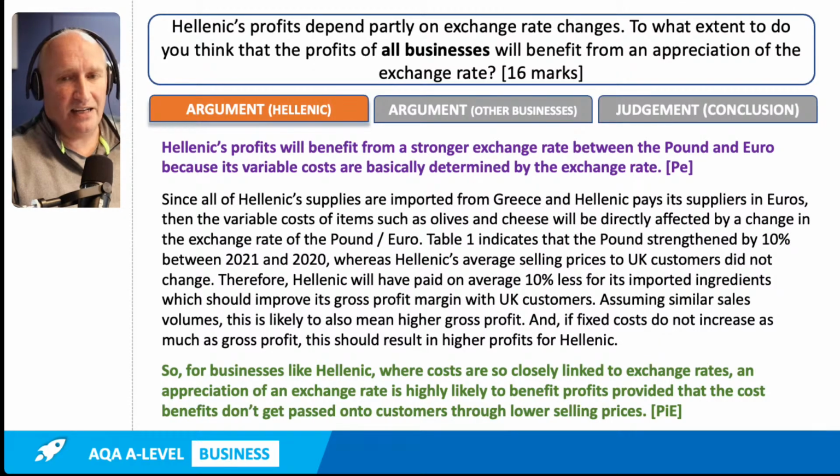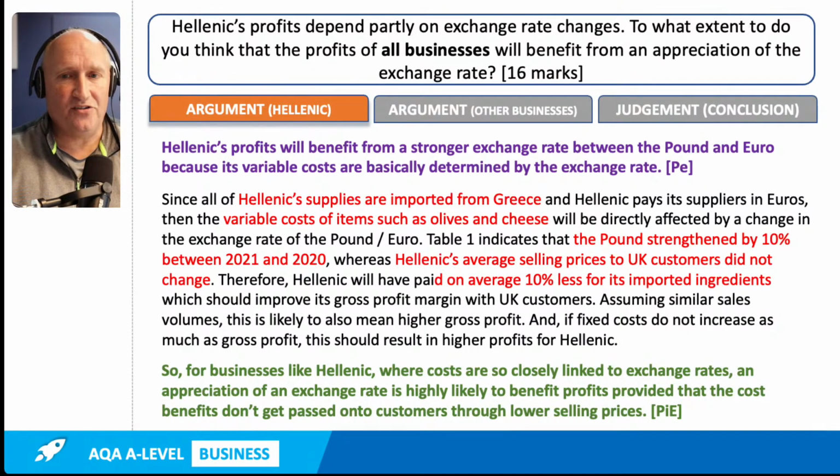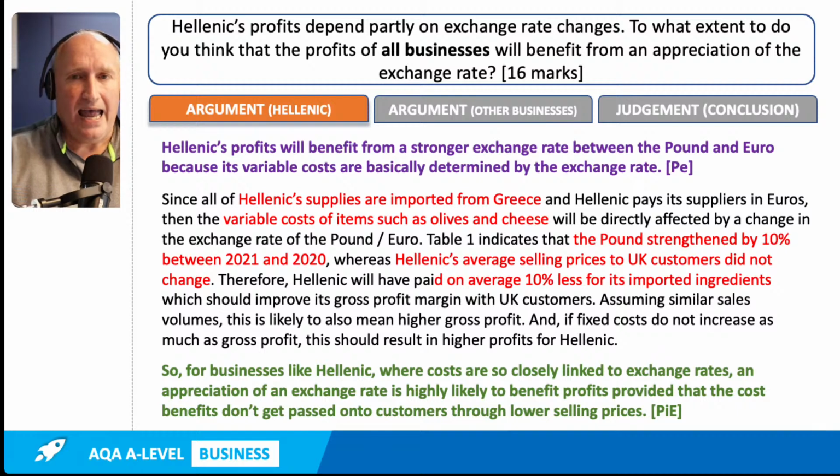So for businesses like Hellenic, where costs are so closely linked to the exchange rate, an appreciation is highly likely to benefit profits, provided the cost benefits don't get passed on to customers. So there we go. That's a well-argued point in support of the argument. I've just highlighted in red there some examples of application.